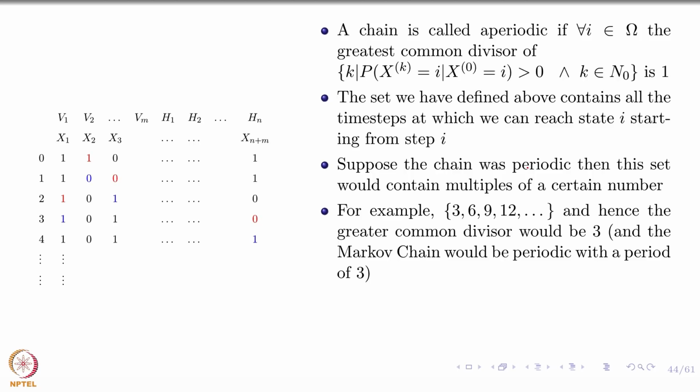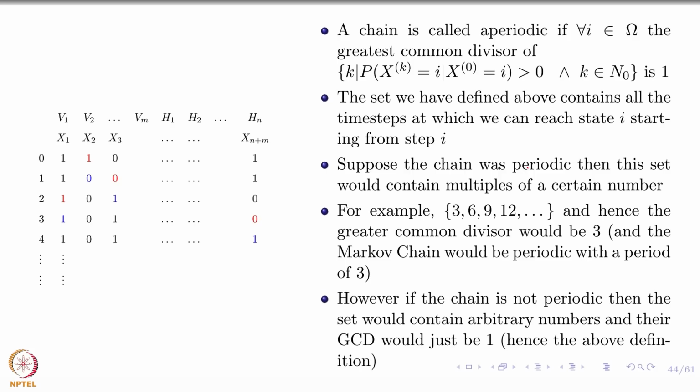So periodic means that this set would have a greatest common divisor which is greater than 1, right? Because the greatest common divisor would actually be the period of the Markov chain. Now what aperiodic means is that I will get a set which does not contain such multiples, it contains some arbitrary values. So it might contain 1, 3, 5 and so on. If I try to take the greatest common divisor of this set, I'll get 1. 1 can be the only greatest common divisor of this set. So it just means that there is no pattern to this, there is no period after which this repeats. It can arbitrarily return to the same state after any number of time steps.